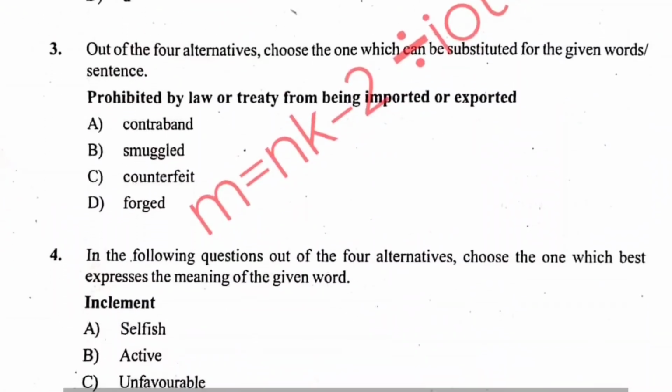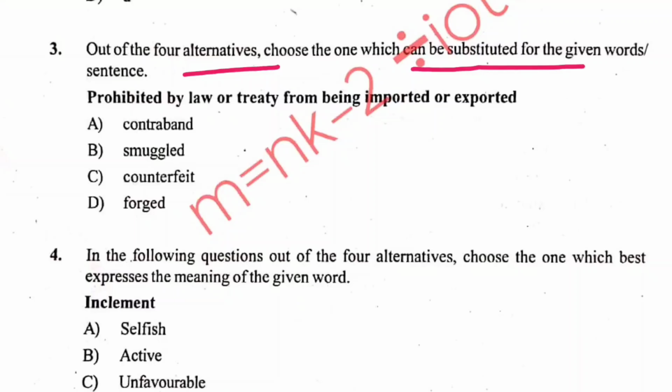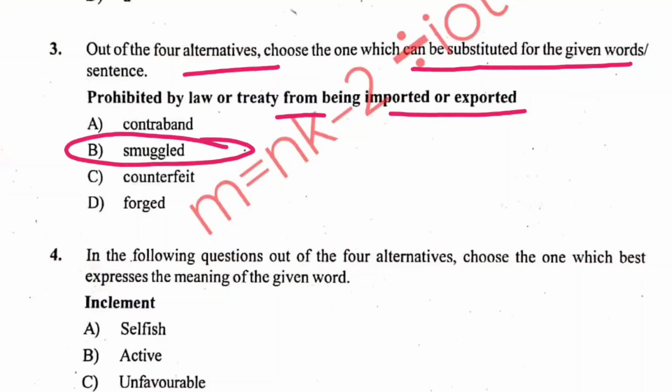Next question is, out of the four alternatives, choose the one which can be substituted for the given words or sentences. Prohibited by law or treaty from being imported or exported. So it must be, I guess it should be smuggled.